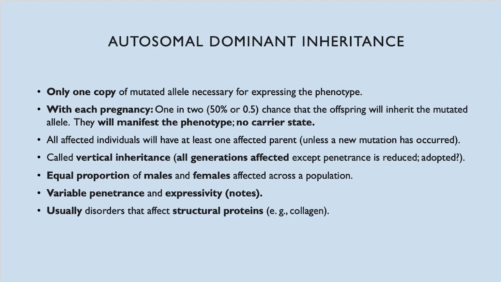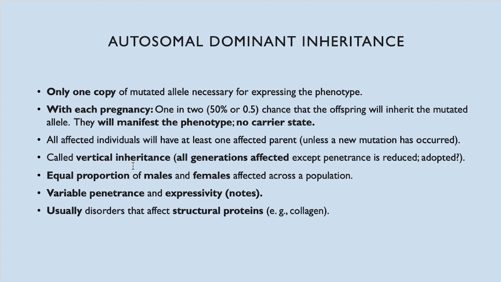There are examples of these conditions like Huntington's disease, and when we see a family tree, a pedigree, we are going to see that these conditions appear in every generation. So everybody will have a family history of the disease. That means that there is no carrier state. If someone inherits the mutated allele, they will manifest the phenotype. Another name for this autosomal dominant inheritance is vertical inheritance, stating that all generations are affected.